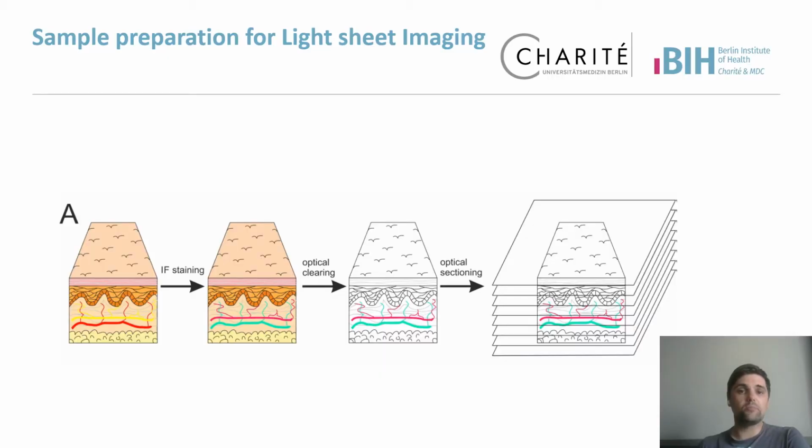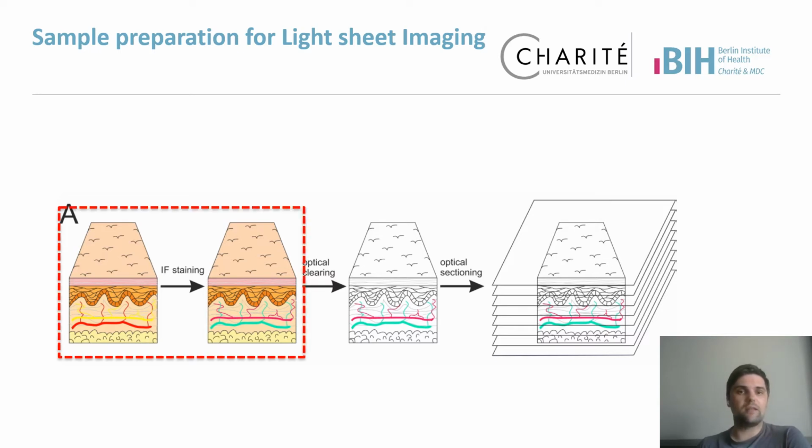But how do we obtain such 3D videos? For this purpose, I want to briefly go through our sample preparation pipeline. We always start our sample preparation with an immunofluorescence staining. Therefore, we stain our targets of interest, for example, blood and lymphatic vessels. As standard IgG antibodies are very big, penetration of tissue is quite complicated and time-consuming, of course.